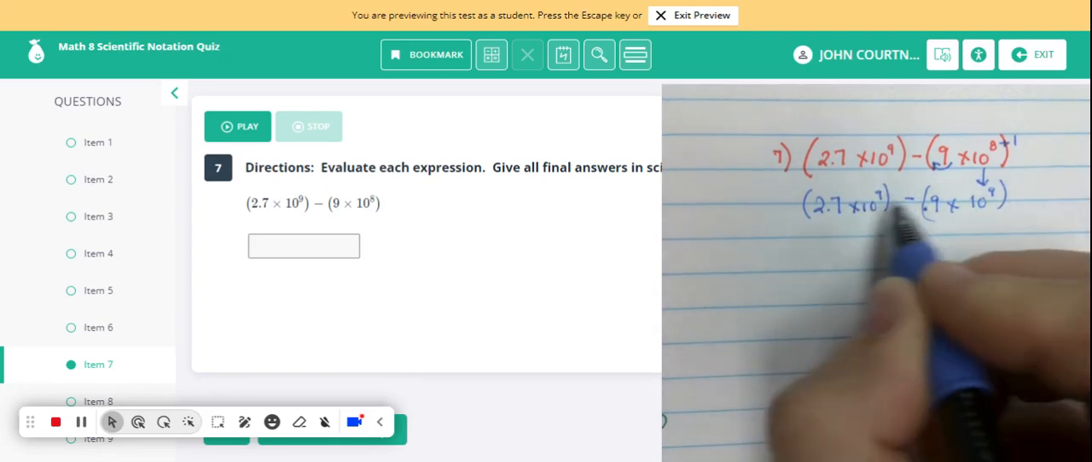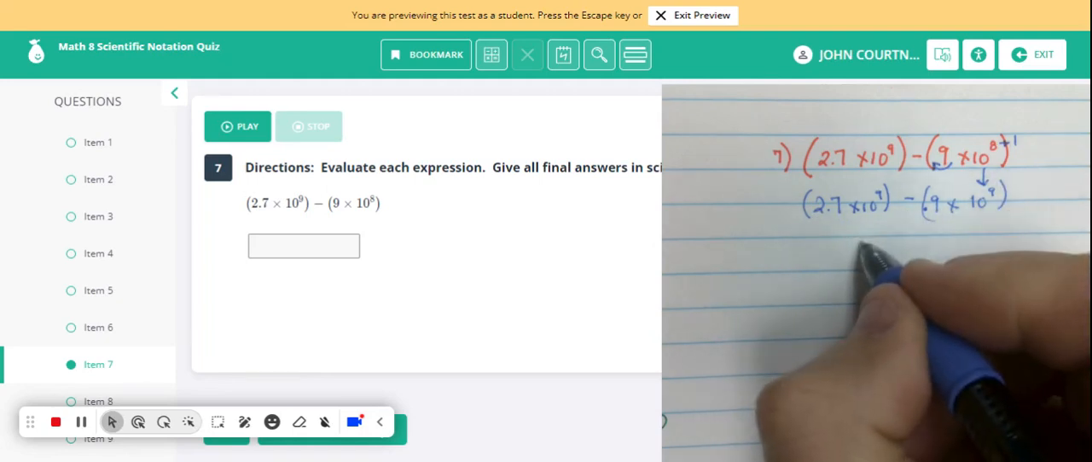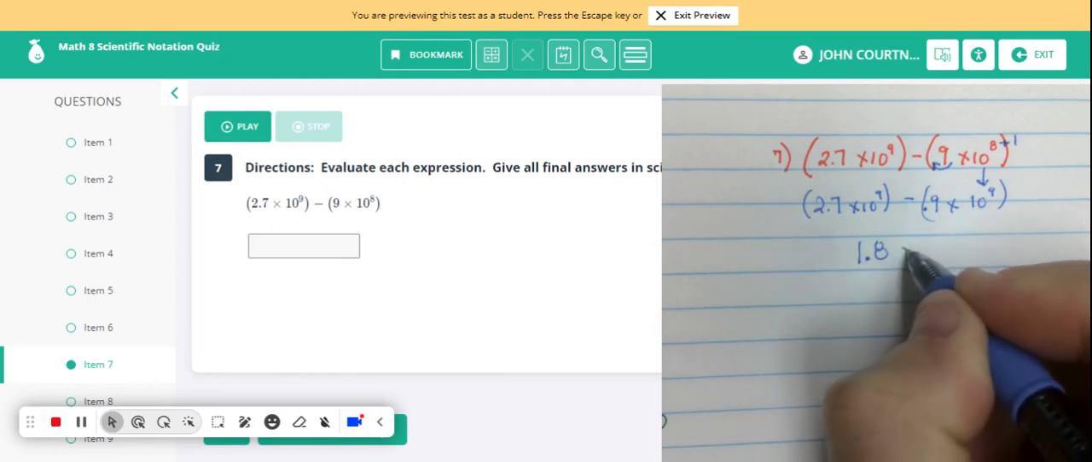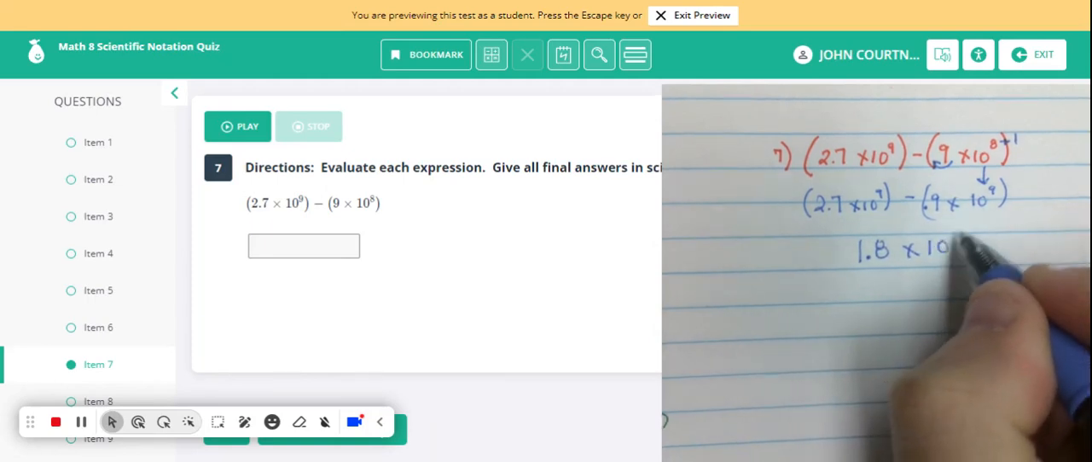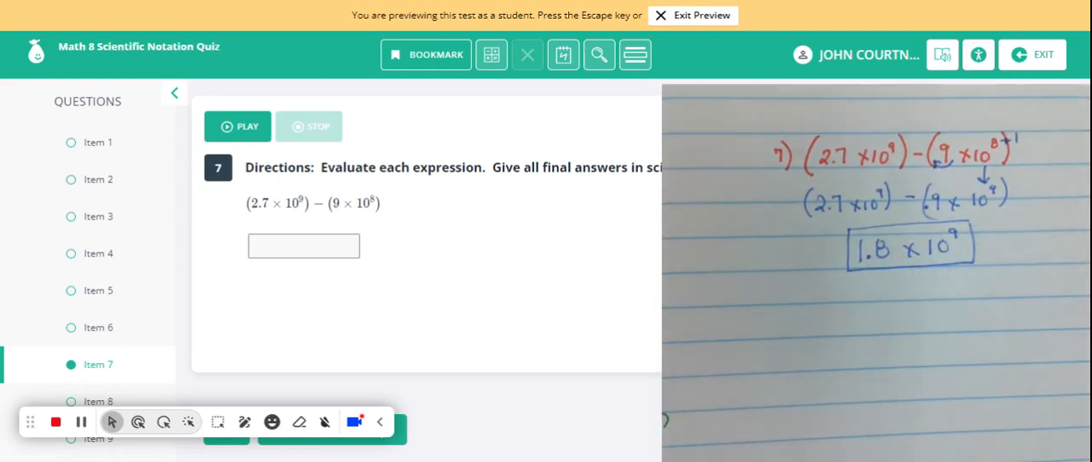And once our exponent is the same, we can subtract our front numbers. 2.7 minus 0.9 looks to me like 1.8. Adding and subtracting exponents, keep the exponent value once they're the same. 1.8 times 10 to the 9th is what it looks to me like. So let's move on to number 8. We'll check these and see how I did in just a minute or two.